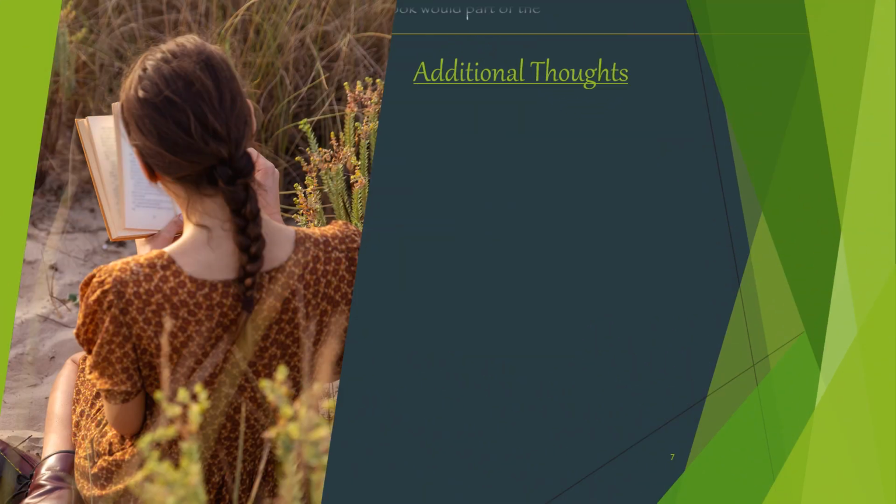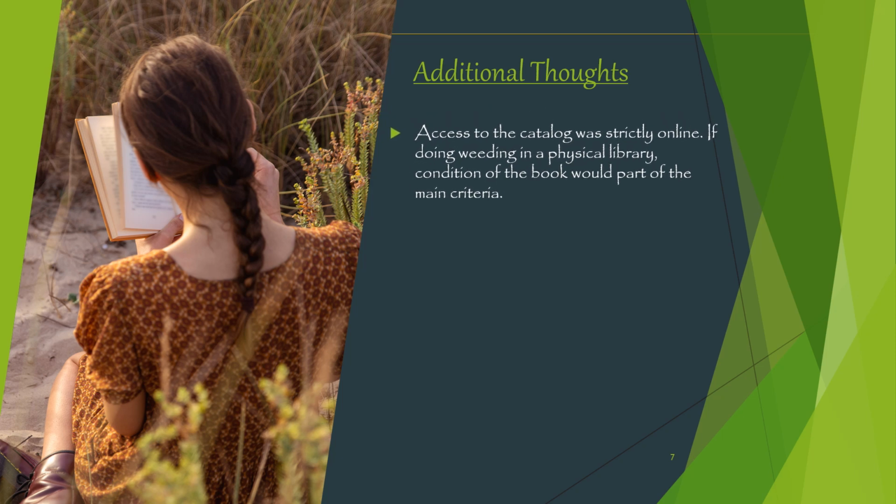Additional thoughts. Access to the catalog was strictly online. If I were doing this weeding in the physical library, I would have added condition of the book as part of the main criteria. Also, it would be easier to tell in the library how often the books are being used. They don't provide that information on the website.